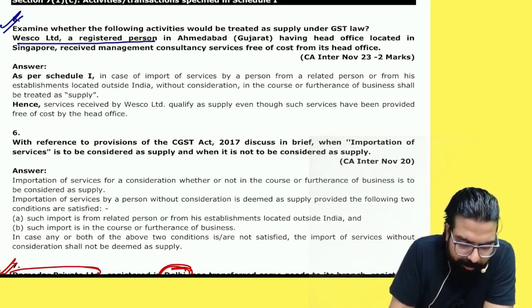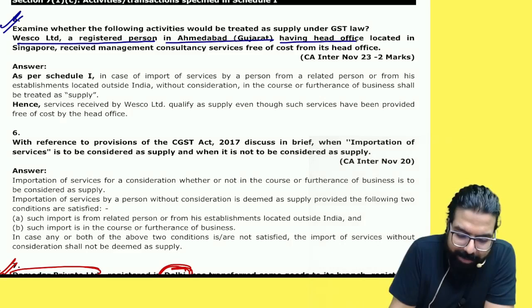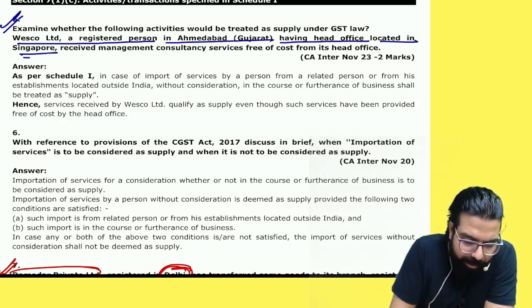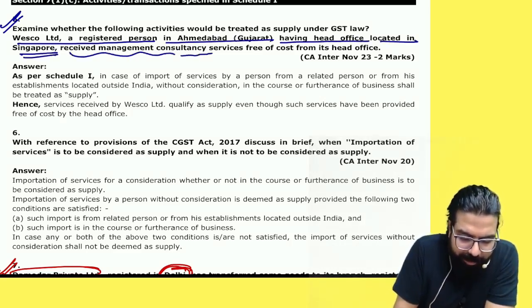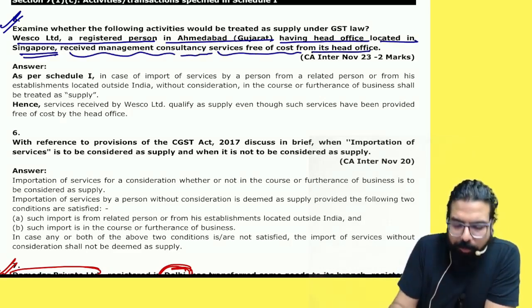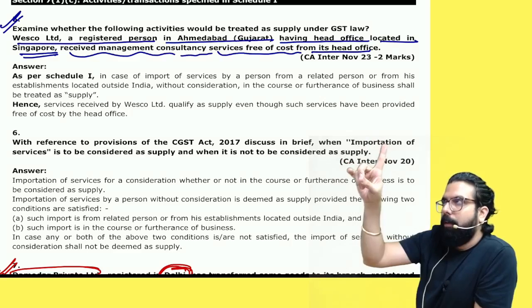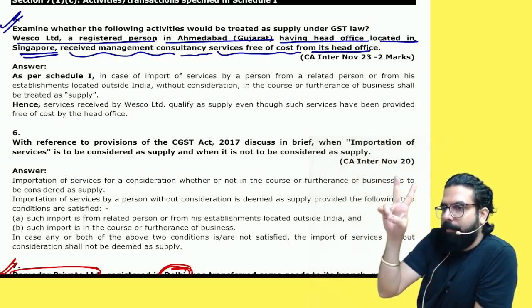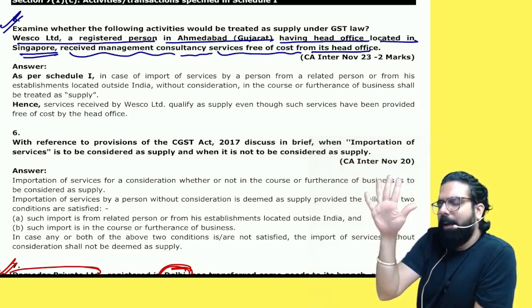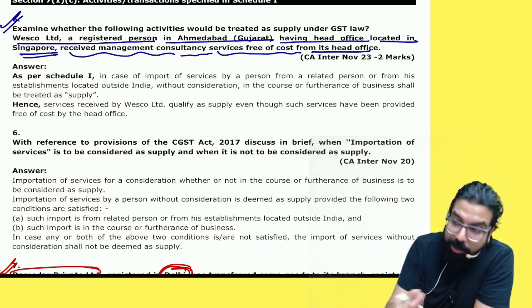Vesco, a registered person in Ahmedabad, having head office located outside India, receives management consultancy service free of cost from its head office. One minute. Importation of service from own establishment, business, no consideration, supply, not supply. That's all. Don't say anything extra.